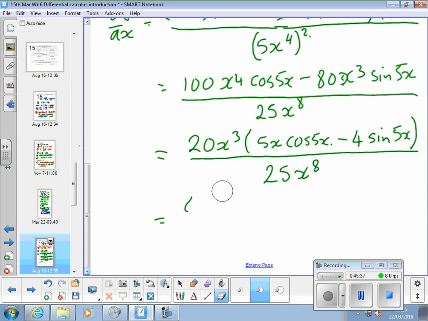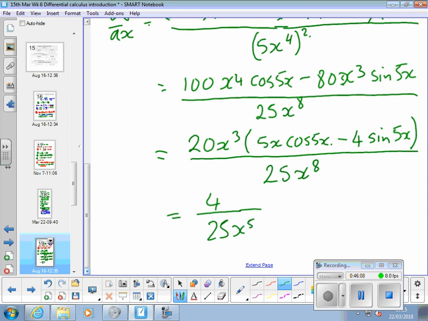Yes, you can actually. You can divide top and bottom by 5x cubed, sorry. Final answer, simplest form, is 4 over 25x to the 5, which gets 5x times 5x.